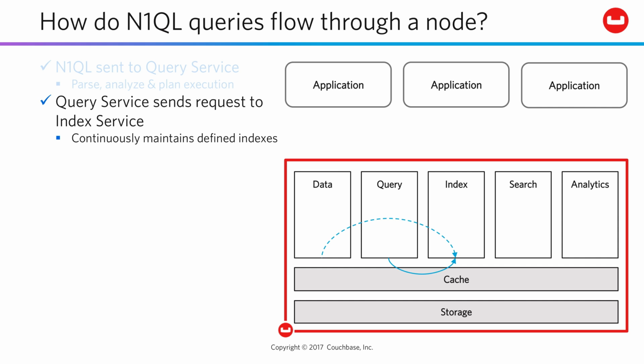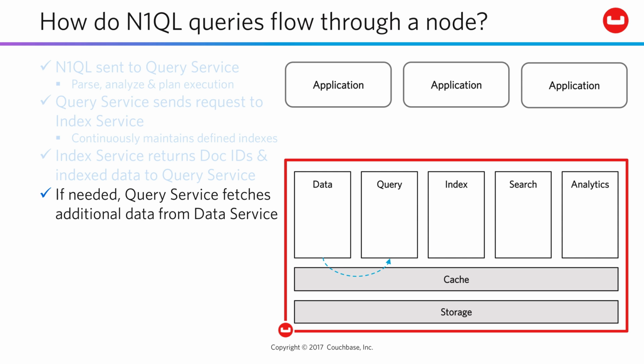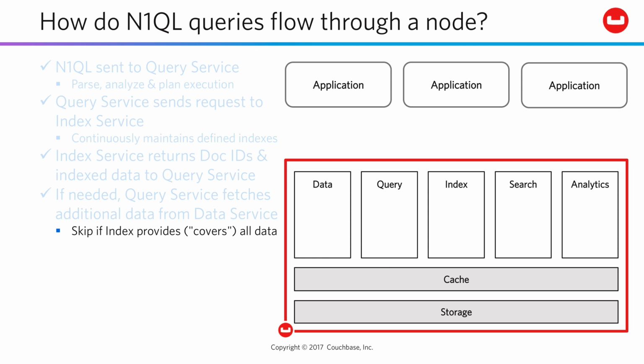Now this may be a primary index put in place to support ad hoc querying during development, or more likely a secondary index specifically designed for this query. The index service responds to the query with relevant document IDs and any other indexed data. Now, if needed, the query service then fetches additional unindexed data from the document IDs provided by the index. Now, this fetch process is skipped if the query is covered, meaning all requested attributes in the query were already included in the corresponding index.